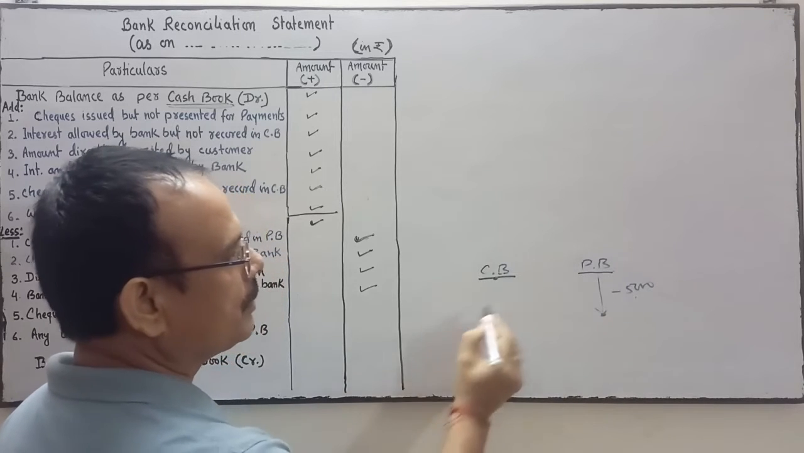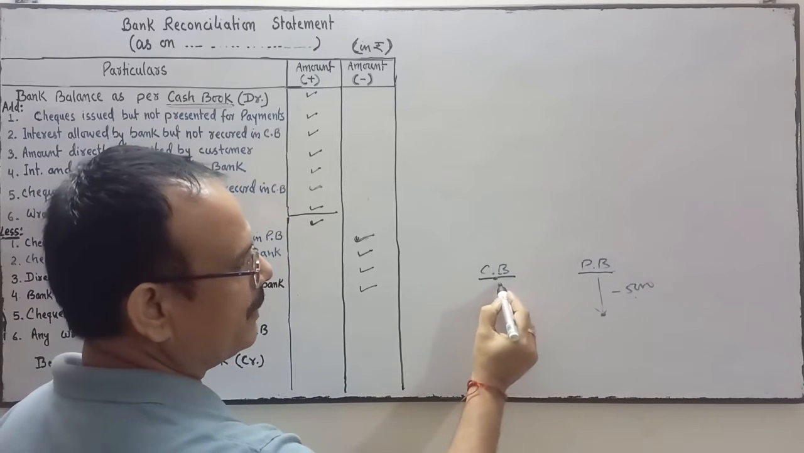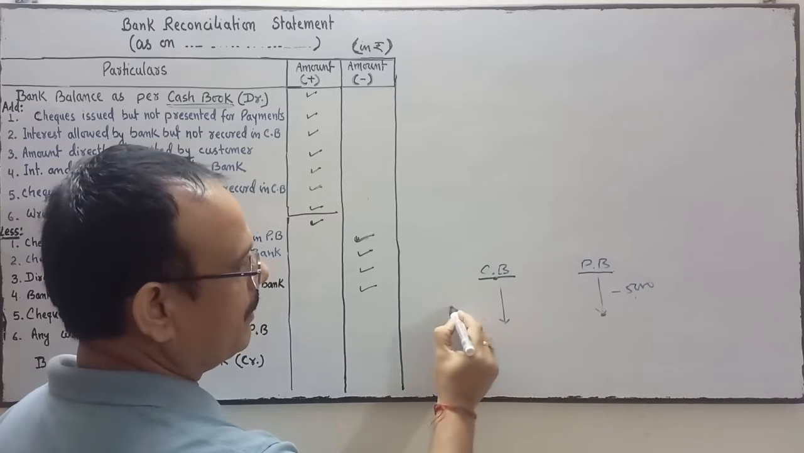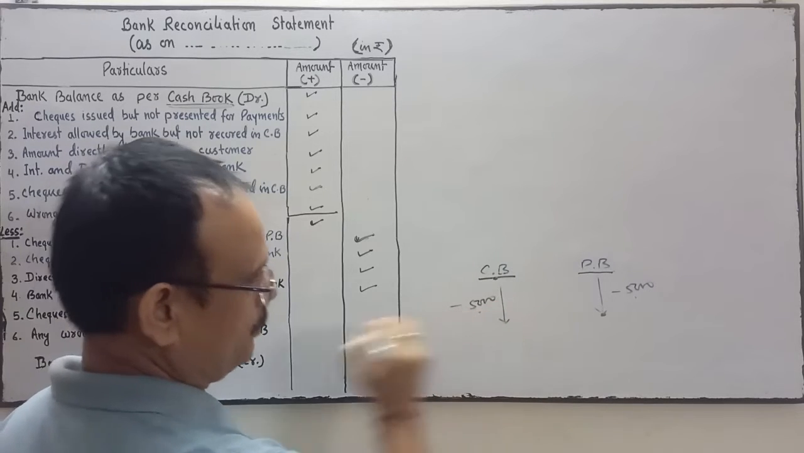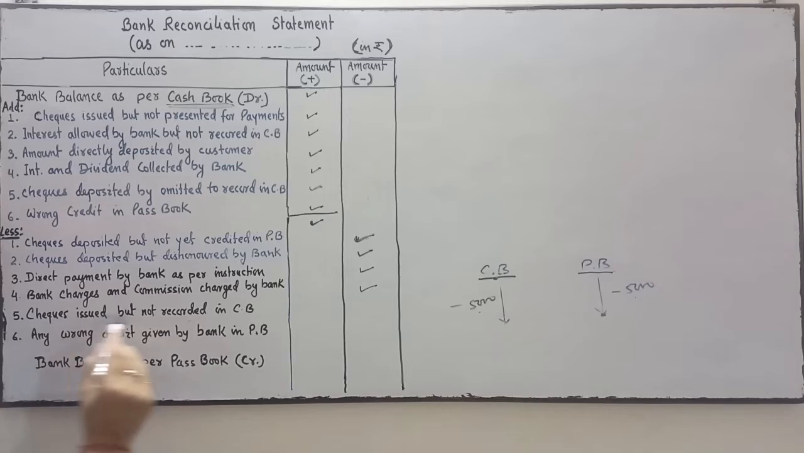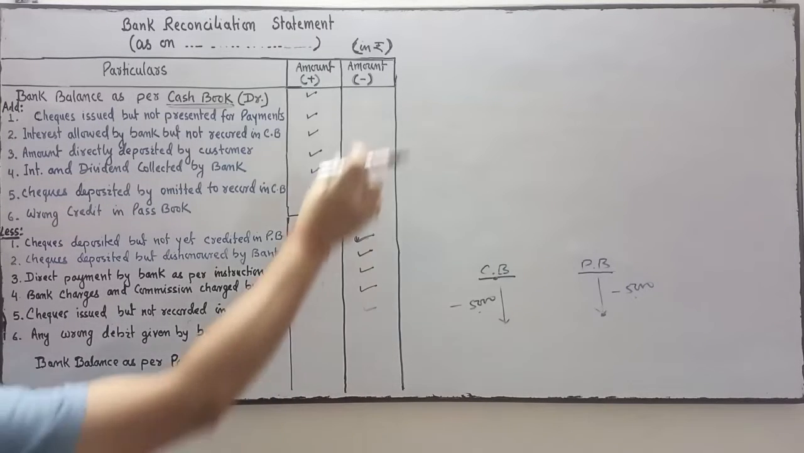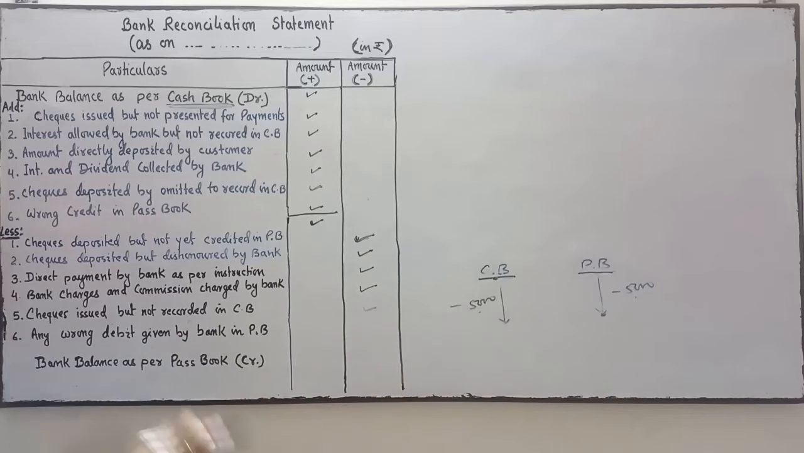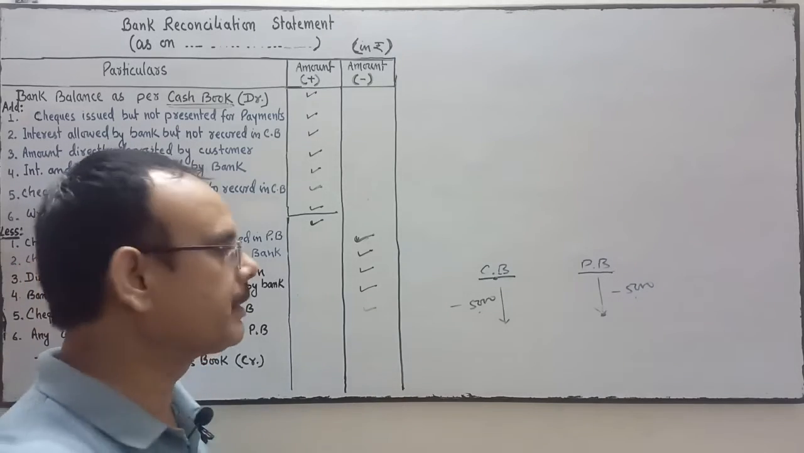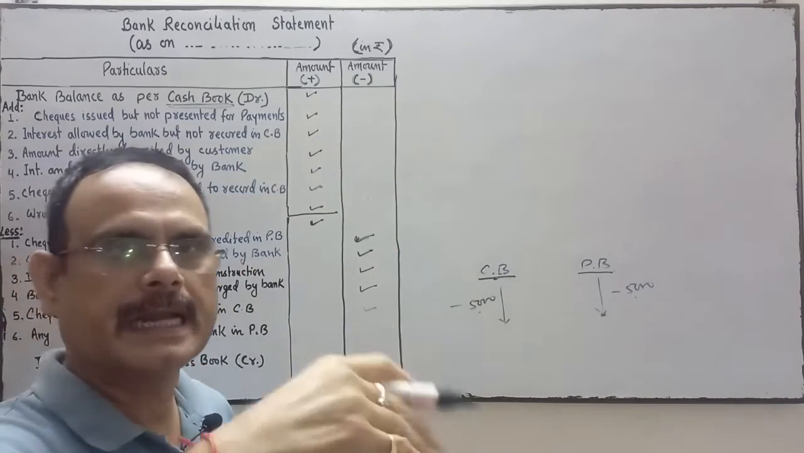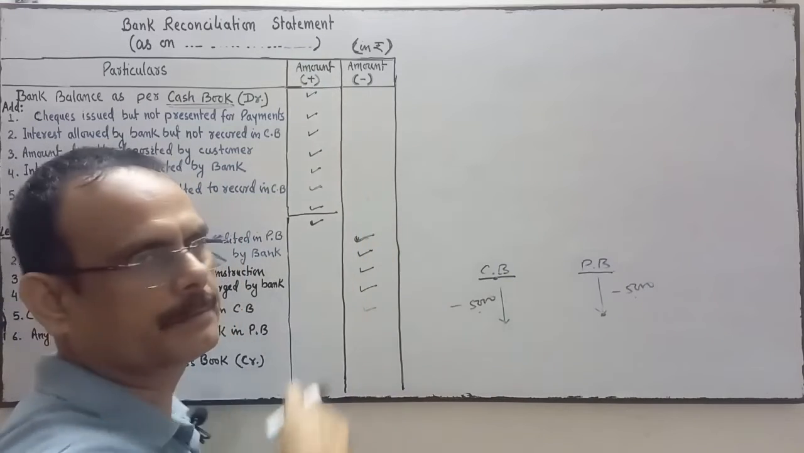Now to make the balance equal, we'll deduct the same amount from the cash book. So we'll write rupees 5,000 over here in the minus column. When there is a deduction, we'll write in the minus column. When there is an addition, then we'll write in the plus column.